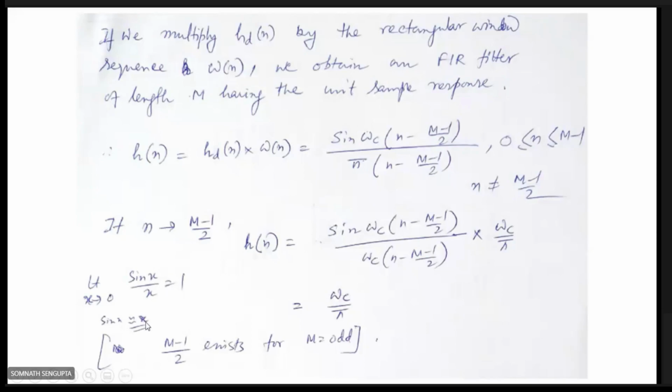So sin x by x is 1. That is why it is approximated, and this can be modified by dividing and multiplying with omega c in the numerator and denominator. Then you will get omega c by pi at the particular time instant (M minus 1) by 2. This actually occurs for M odd. For the other case it is not required. For M even, it will not arise, because (M minus 1) by 2 will not exist.